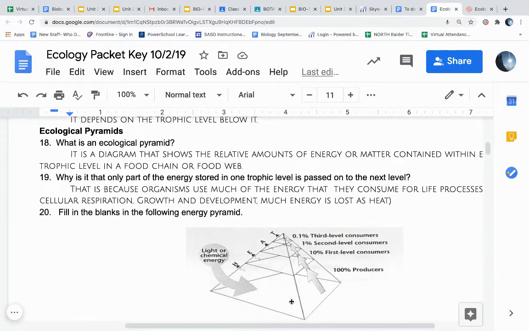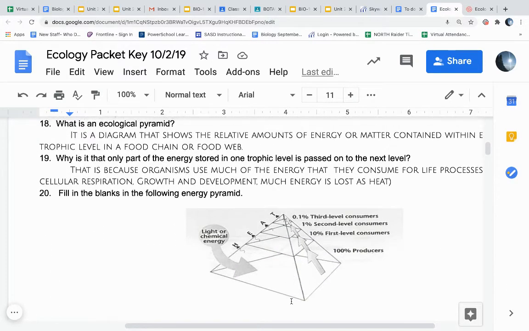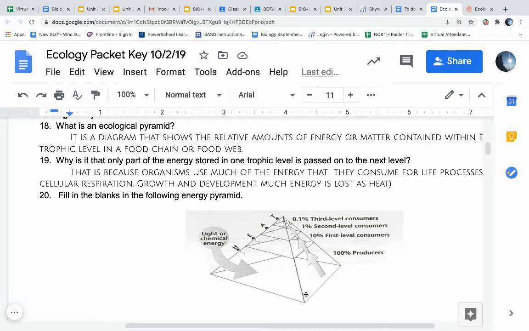So if we fill in the blanks on this pyramid, yours will look a little bit different than mine, but essentially we're going to start with 100%, or if you want to think about this as calories, 100 calories at the first level. First trophic level are producers. Only 10% makes it to our next level. You can see the other 90% is lost as heat. So we have 10 calories left here at our primary consumer level.